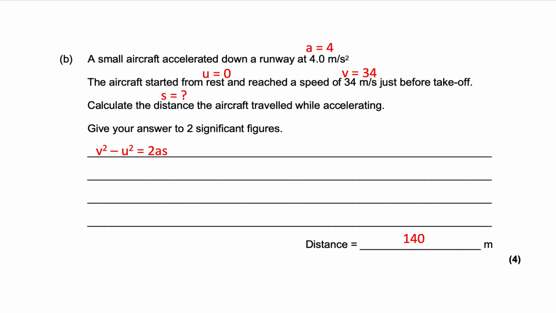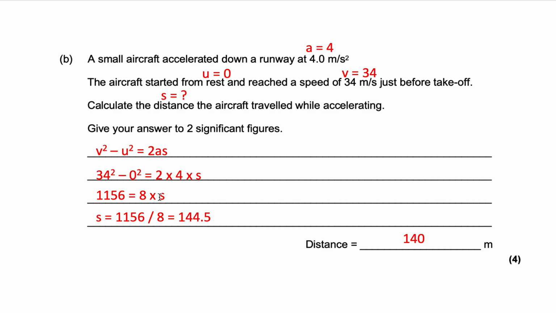So the first thing we need to do is substitute the numbers that we've got into the equation. So 34 squared, must not forget those squares, take away 0 squared equals 2 times the acceleration, which is 4, times the distance, which is s. And then 34 squared is 1,156. Take away 0 is still 1,156. Equals 8, which comes from the 2 times 4, times s, which is what we're trying to find out.